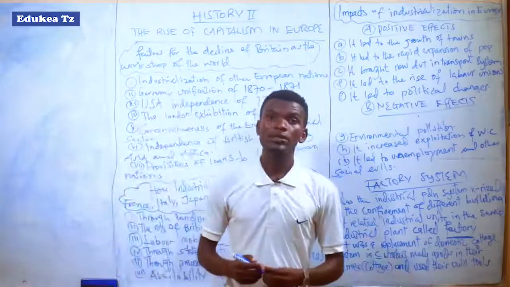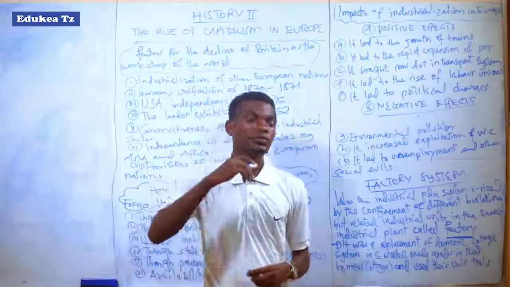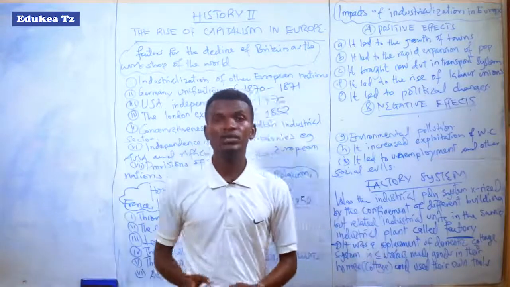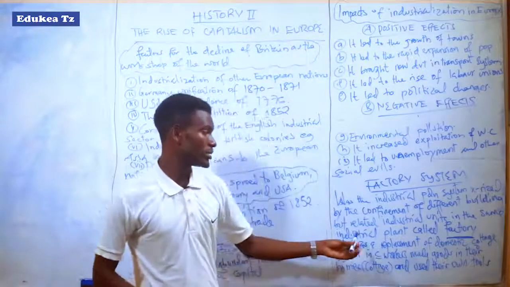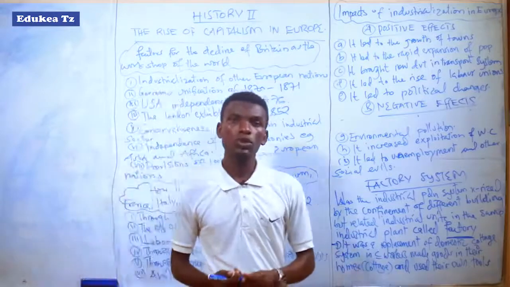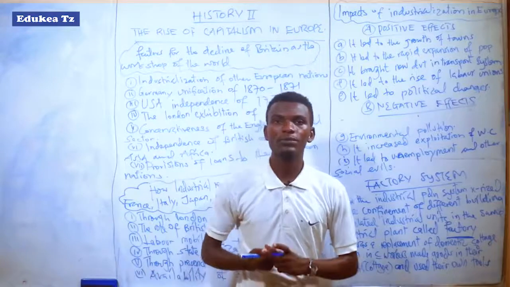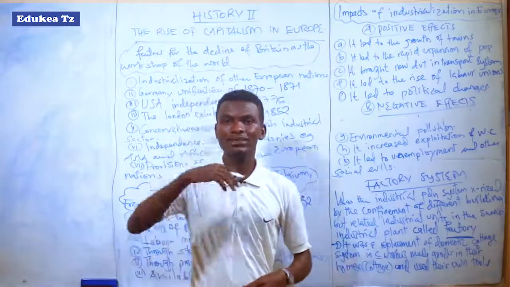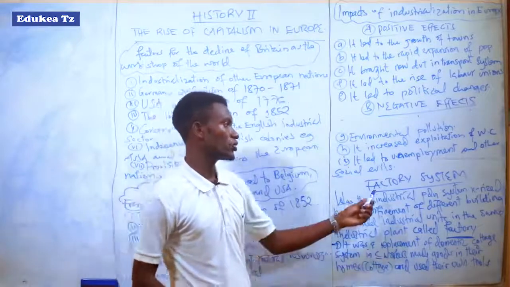This was the industrial production which was aimed at the confinement of different buildings within the same what? Within the same industrial plant, which was called the factory. These were high buildings comprising different machines that aimed to produce in large quantity. So that was called the factory system.